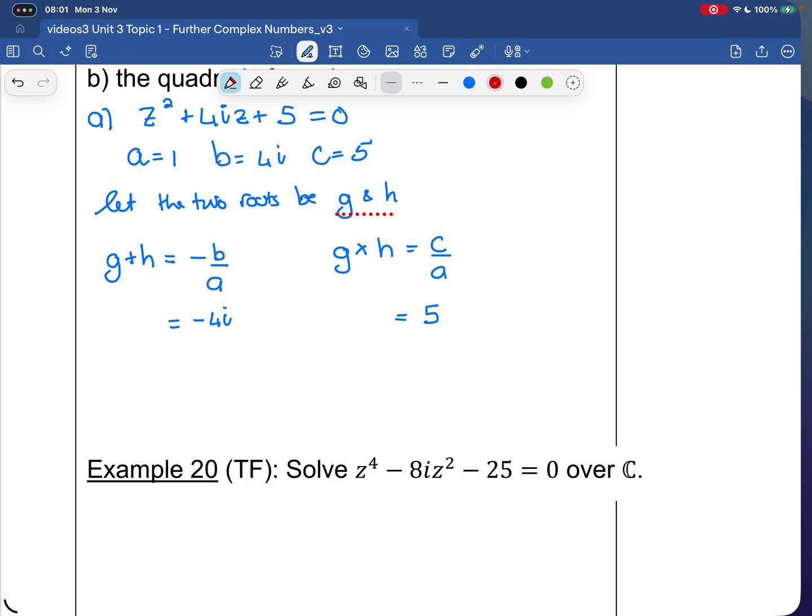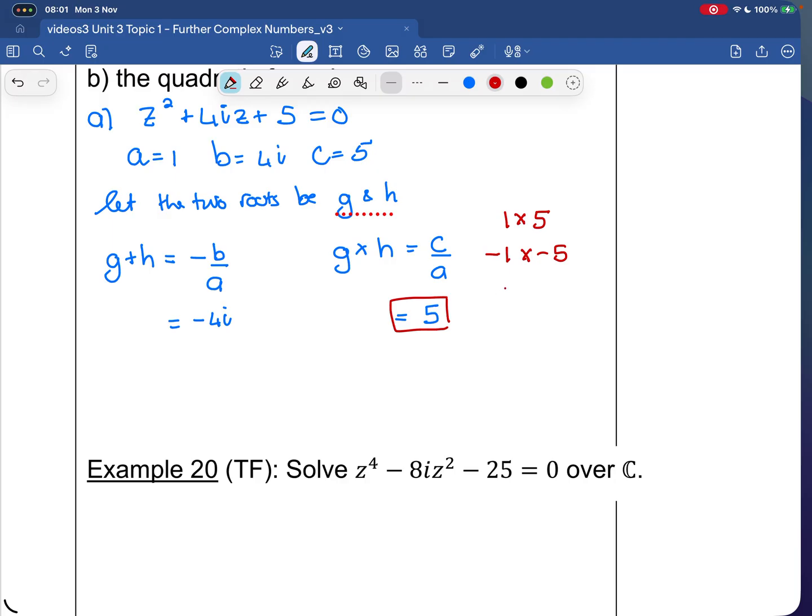And from this point on, it's a bit of inspection or check, guess and check, I guess. Probably the easiest place is to look at my g times h is equal to 5, just because there aren't that many options I can use. So I could have 1 multiplied by 5, so g could be 1, h could be 5, or the other way around. Or I could have negative 1 times negative 5, or the other way around.